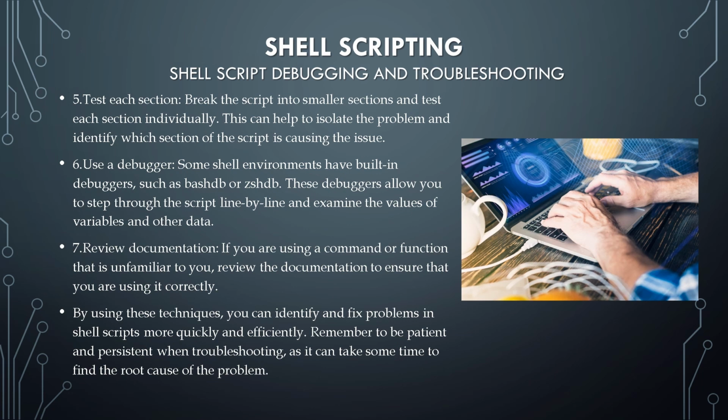5. Test each section. Break the script into smaller sections and test each section individually. This can help to isolate the problem and identify which section of the script is causing the issue. 6. Use a debugger. Some shell environments have built-in debuggers, such as bashdb or shdb. These debuggers allow you to step through the script line by line and examine the values of variables and other data. 7. Review documentation. If you are using a command or function that is unfamiliar to you, review the documentation to ensure that you are using it correctly.